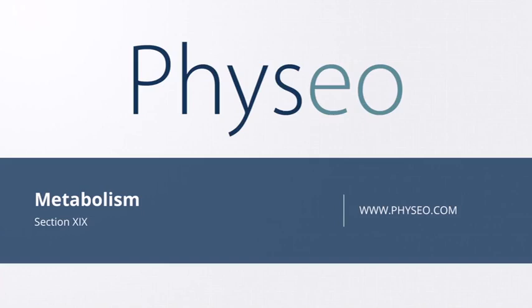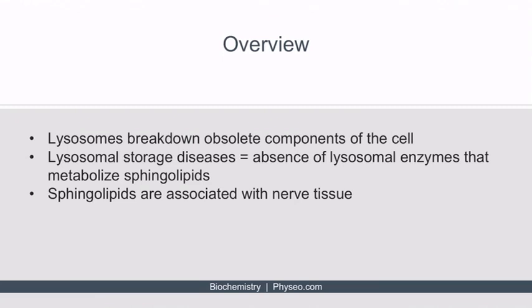In this section, we'll be discussing lysosomal storage diseases. Let's get started. Lysosomes are organelles within cells that contain enzymes used for breaking down obsolete components of the cell. Lysosomal storage diseases are due to an absence of lysosomal enzymes, which normally metabolize molecules called sphingolipids. Sphingolipids are simply a class of lipids that are commonly associated with nervous tissue, so defects in their metabolism will often result in neurological symptoms.